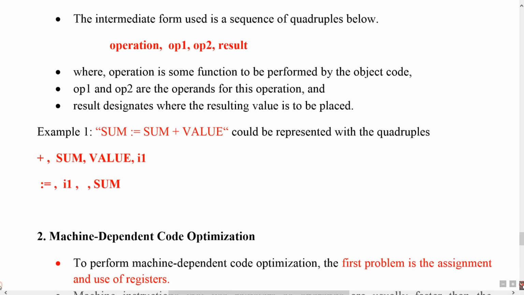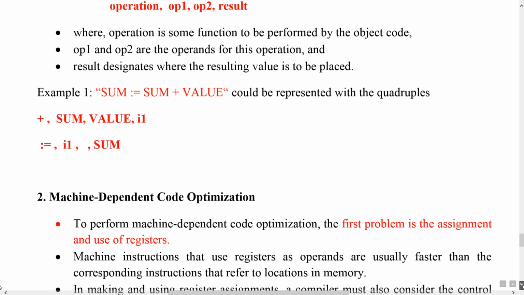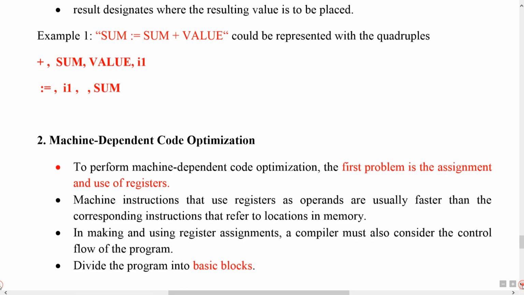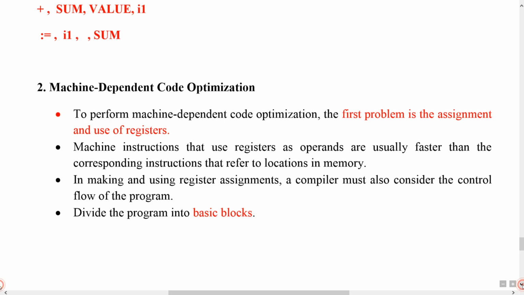The second machine dependent thing is machine dependent code optimization. Optimization means minimizing the execution time of the program. The first problem is the assignment and use of registers, and which register has to be used to minimize the execution time. Machine instructions that use registers as operands execute faster than corresponding instructions that refer to memory locations, which we have already discussed in the first unit itself.